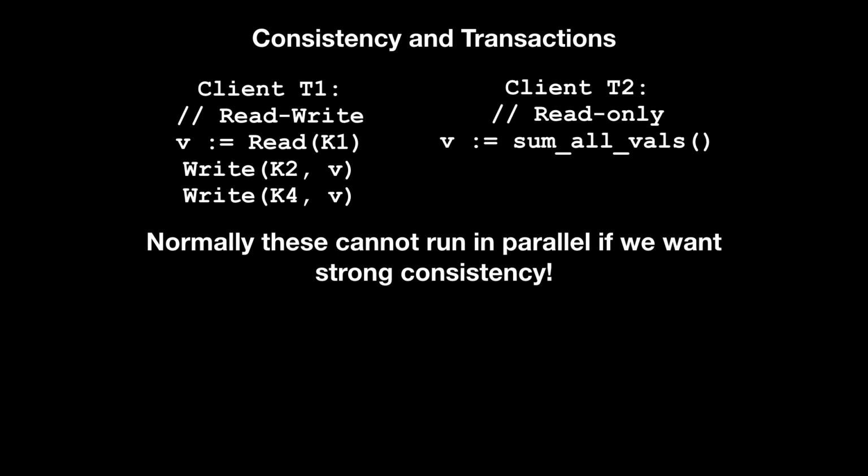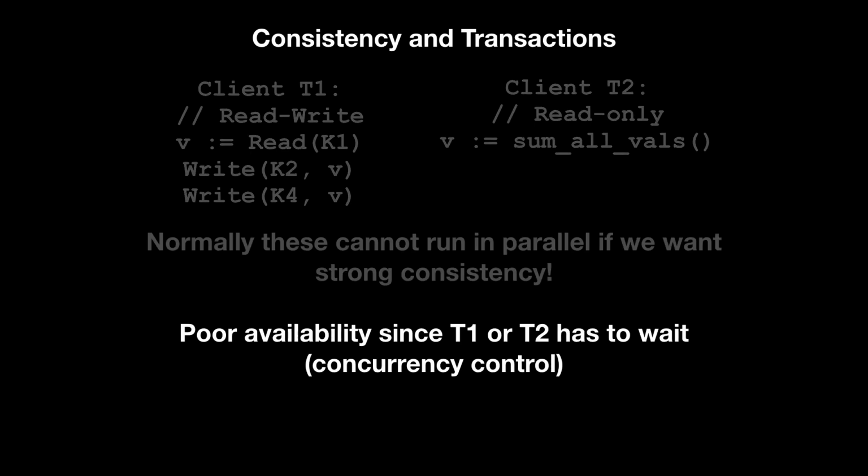Normally, we wouldn't be able to run these two transactions in parallel because we might get incoherent results for this transaction if this reading and writing transaction didn't finish. And so because of this, we would have harmed latency, which is a factor of availability, since each one of these transactions might have to wait for the other to finish. And normally this waiting is accomplished by a mechanism known as concurrency control, which refers to sort of locking around the data that a transaction accesses.